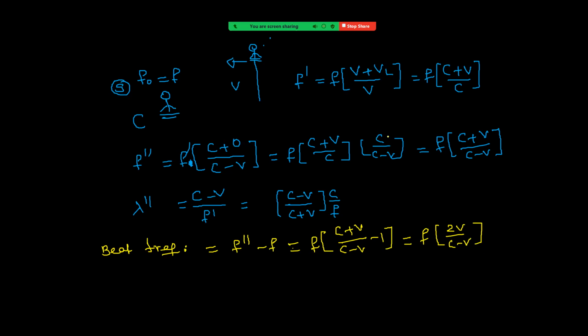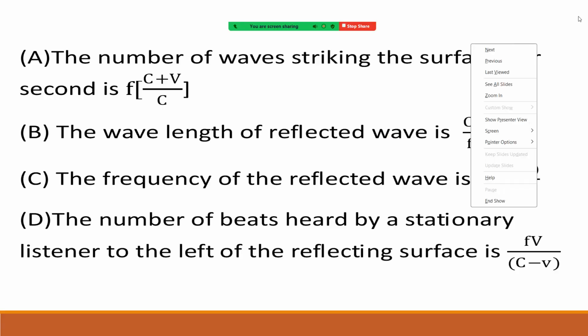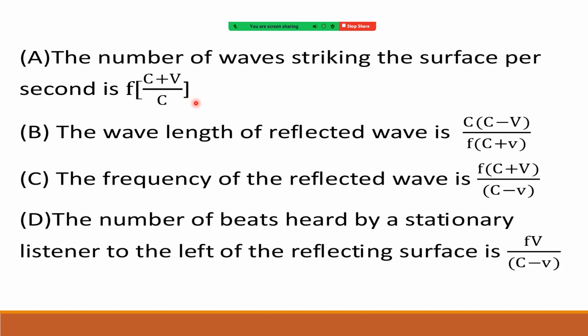Now see the options. So option A, it is correct. That is matching. Wavelength of the sound that is reflected, it is also matching. Frequency is also matching. But number of beats, it is not matching, right? So here there should be 2. 2 is missing, okay? That means options are A, B, C. It is multi-correct. Answer is A, B, C. In option D, what is missing? 2 is missing, okay? Right.